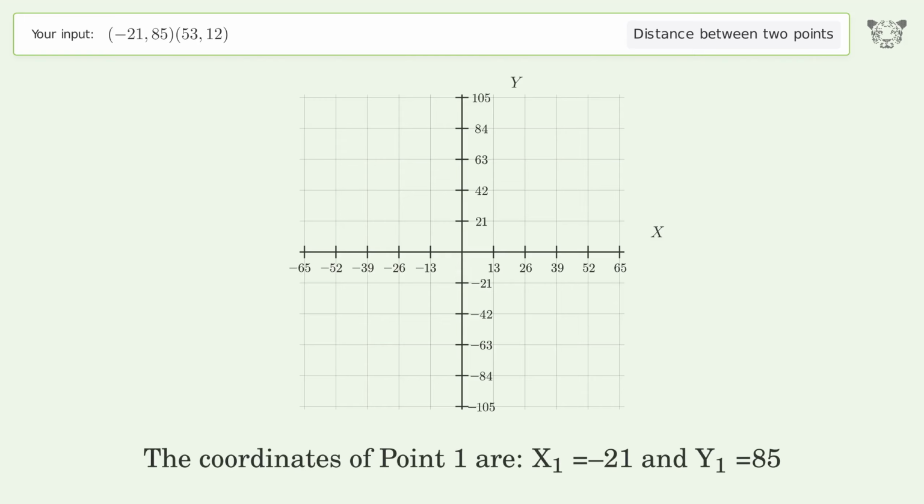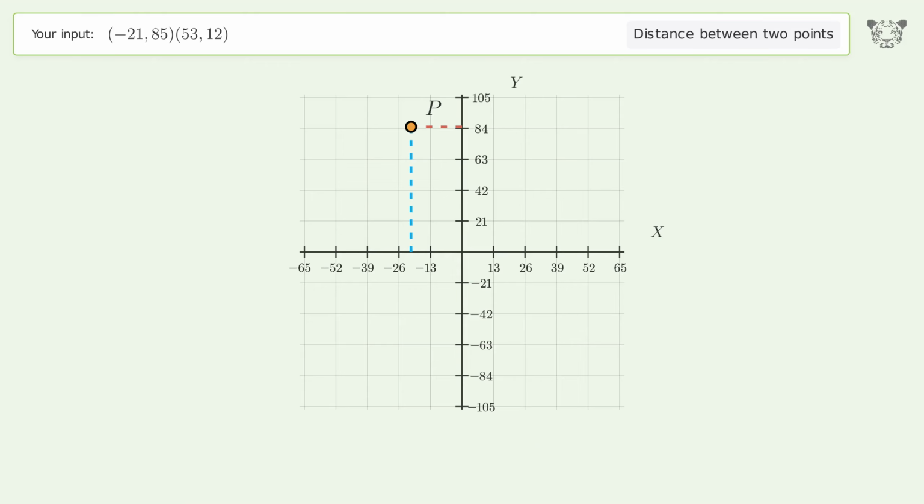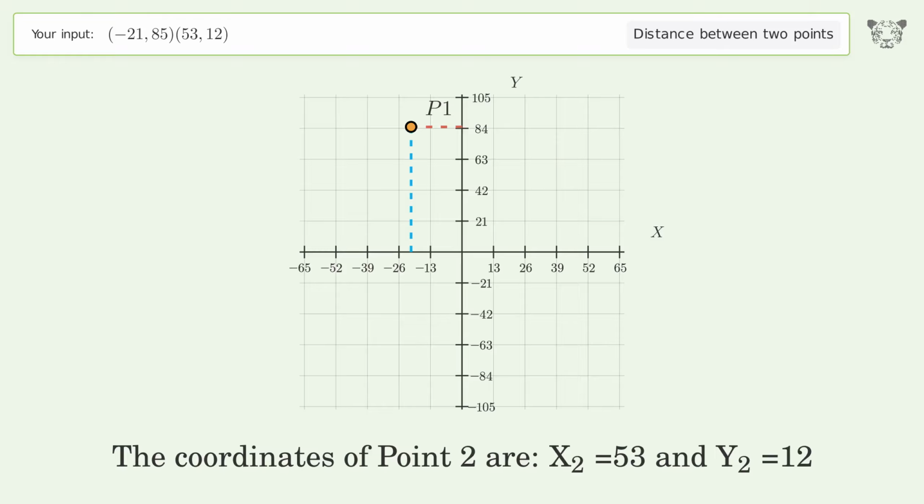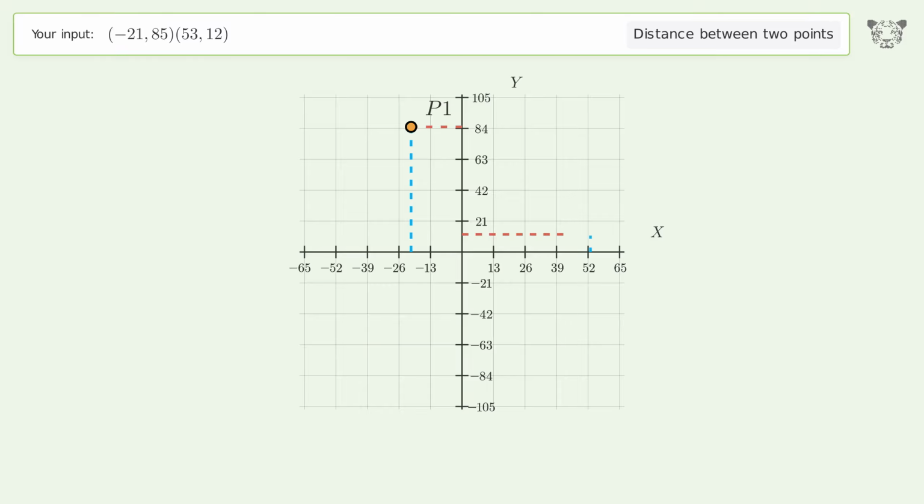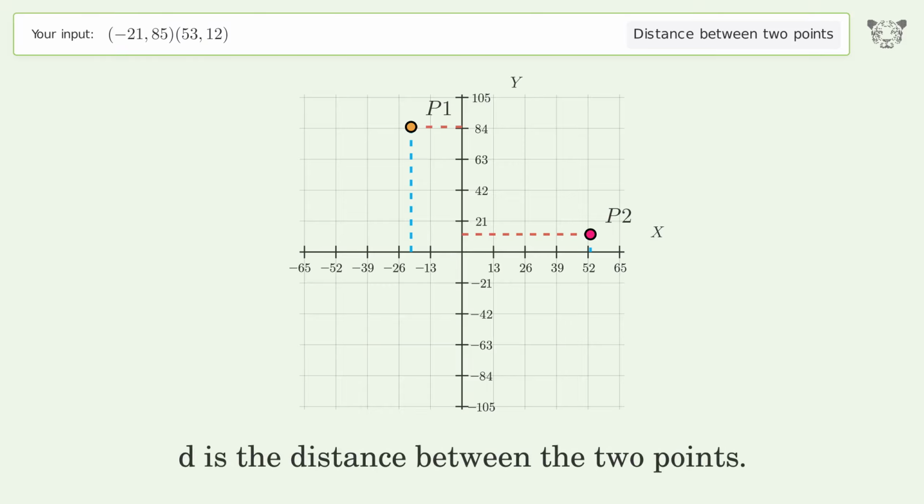The coordinates of point 1 are x1 equals -21 and y1 equals 85. The coordinates of point 2 are x2 equals 53 and y2 equals 12. D is the distance between the 2 points.